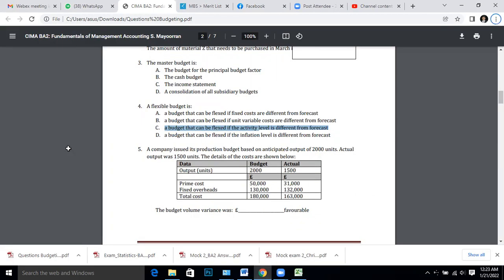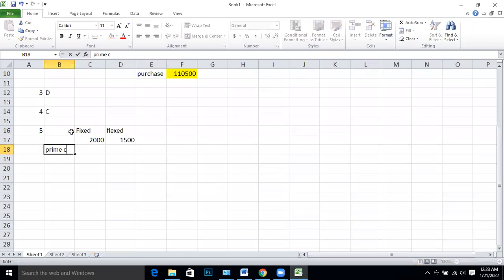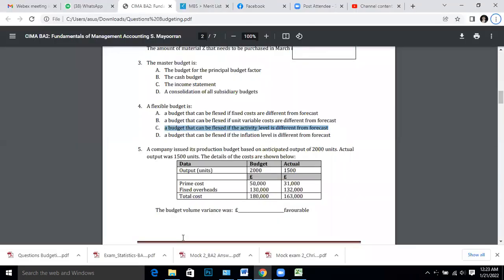Prime cost 50,000. If it is 50,000 here, it must be 50,000 divided by 2000 into 1500. That is 37,500 because prime cost is variable. Fixed overhead 130,000.